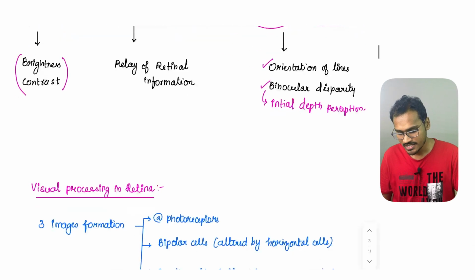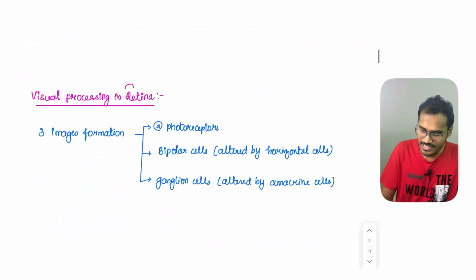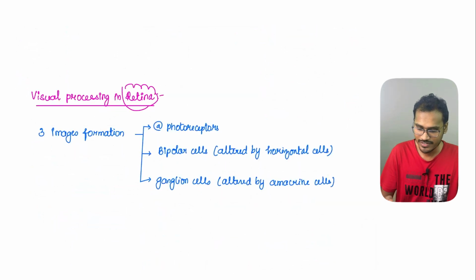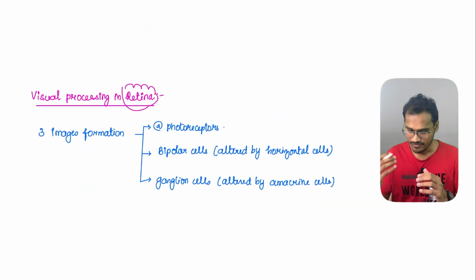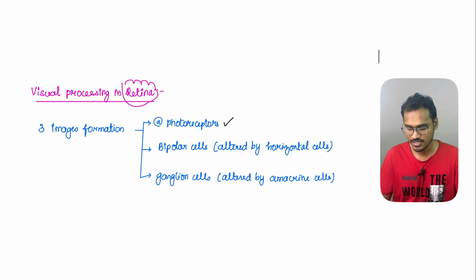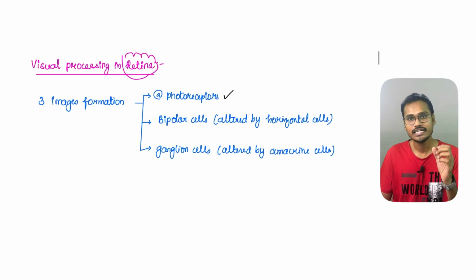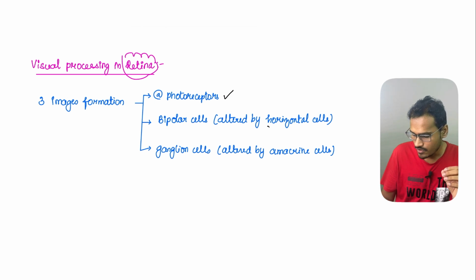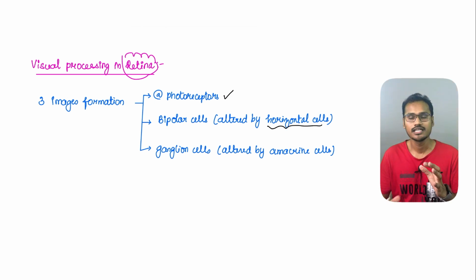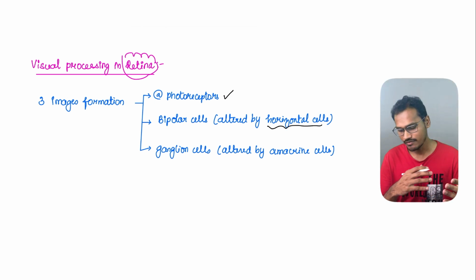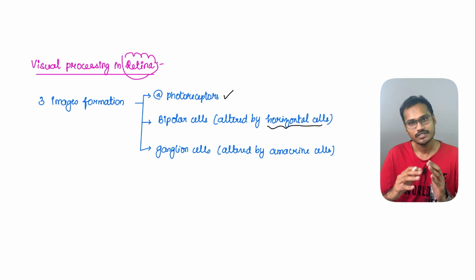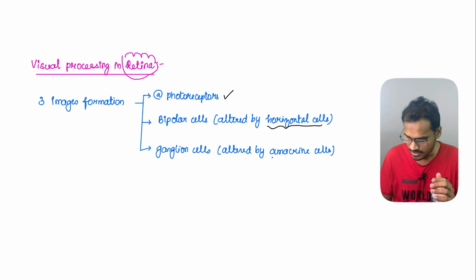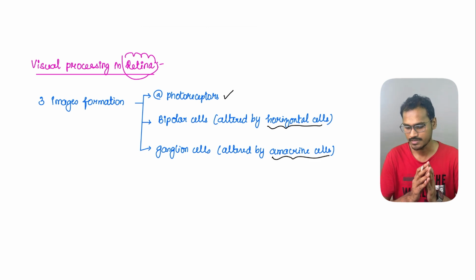Then, the visual processing inside the retina itself: almost three different types of images are formed. First, the receptor images, that is the photoreceptors, are formed. Second, it will fall on the bipolar cells, wherein there is some amount of alteration by the horizontal cells. What these horizontal cells do, I will discuss in the next slide. Then there are ganglion cells, which further alter the image with the help of amacrine cells.